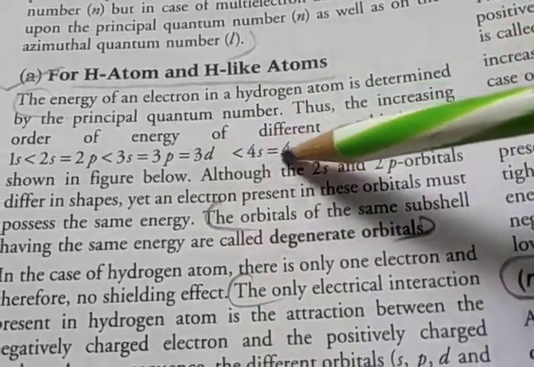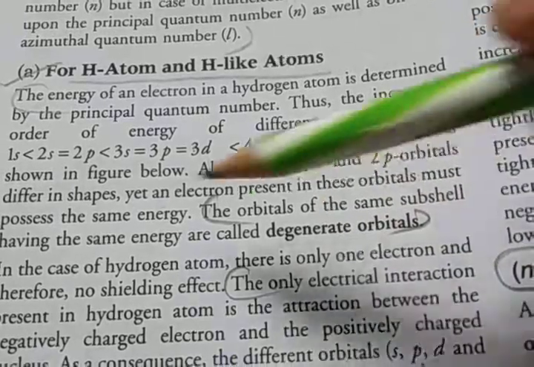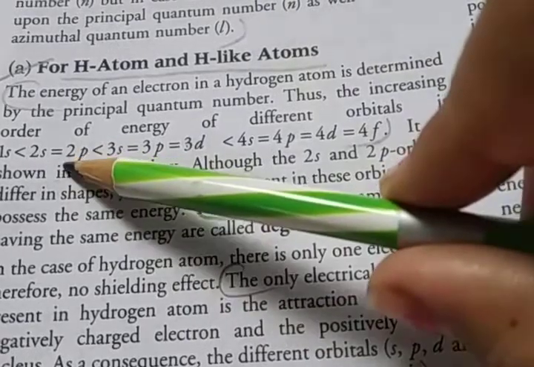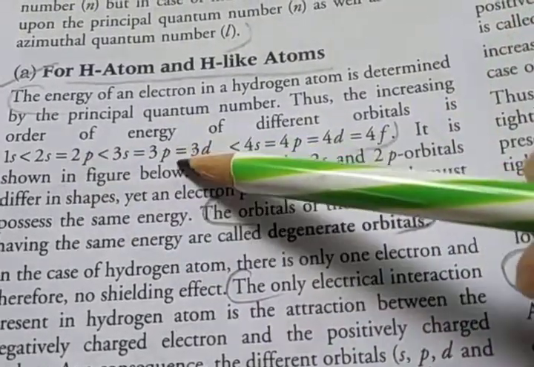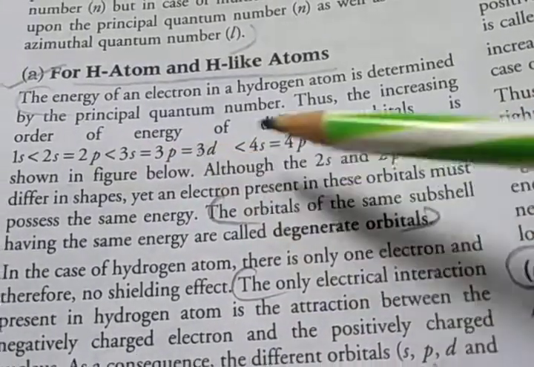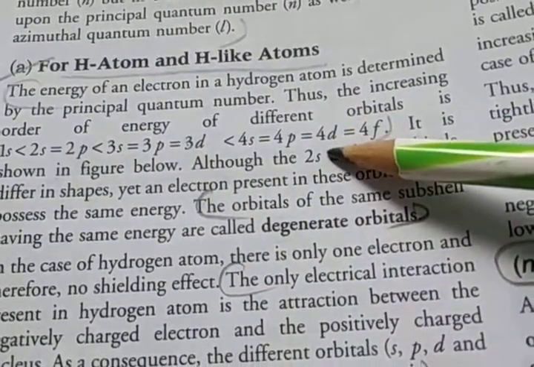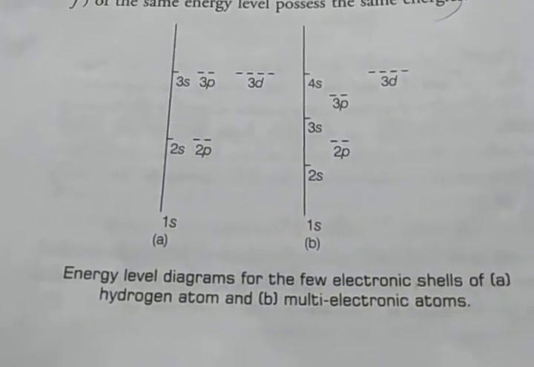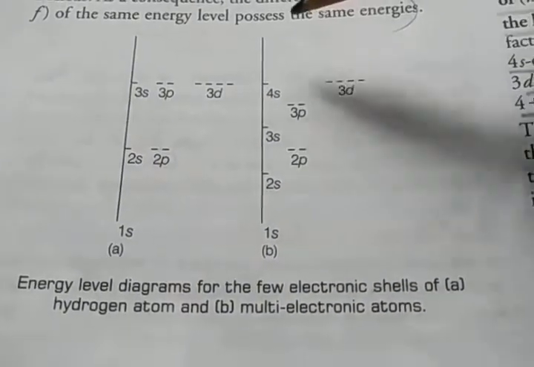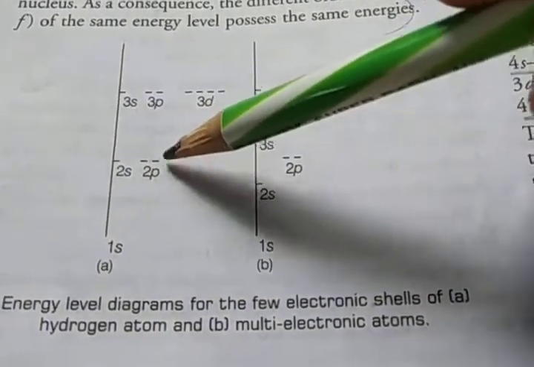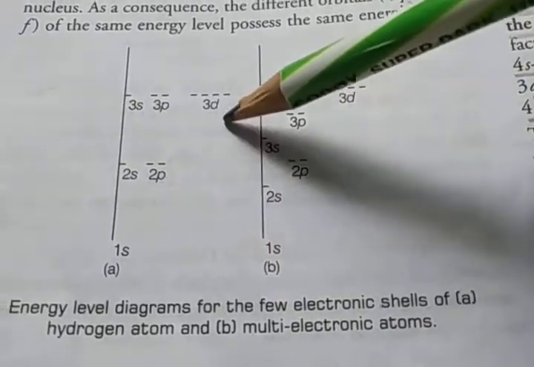So the increasing order of the energy of the different orbitals is 1s less than 2s equal to 2p, then the third shell 3s equal to 3p equal to 3d is greater, then 4s, the fourth shell, is greater. This is represented in figure C, the energy level diagrams for a few electron shells. This one is for the hydrogen atom: 1s, then 2s and 2p, then 3s, 3p and 3d.